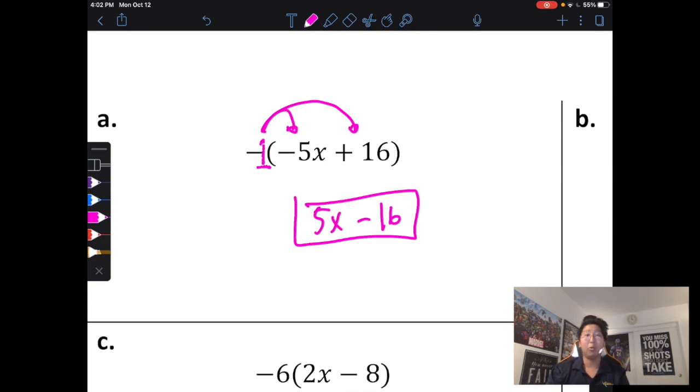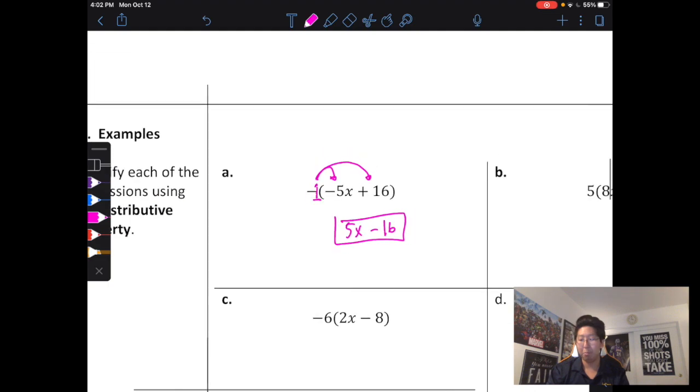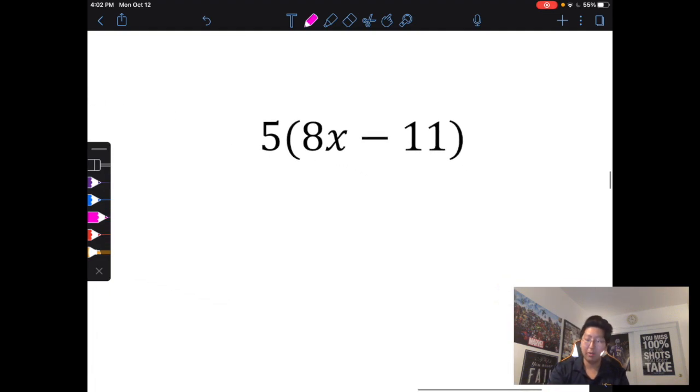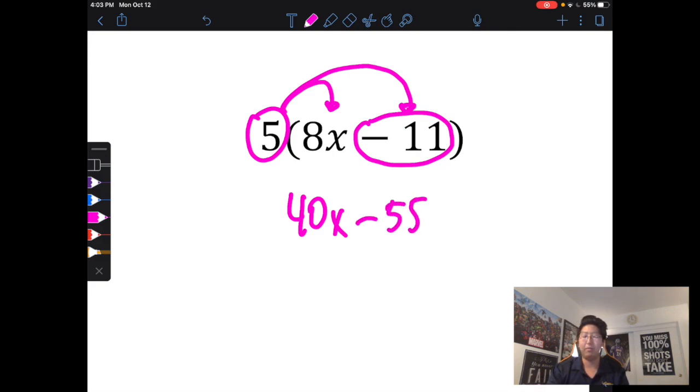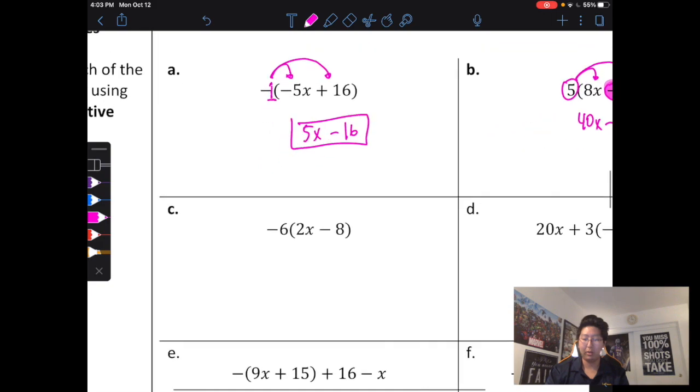But the concept is we're multiplying the number outside, okay? Here we have a 5, and we're going to multiply it by 8x and negative 11. Please do not forget the negative 11, okay? So 5 times 8 is 40x, and 5 times negative 11 is minus 55, negative 55. Okay, do not forget to include the negative, please. All right, let's keep going right here.